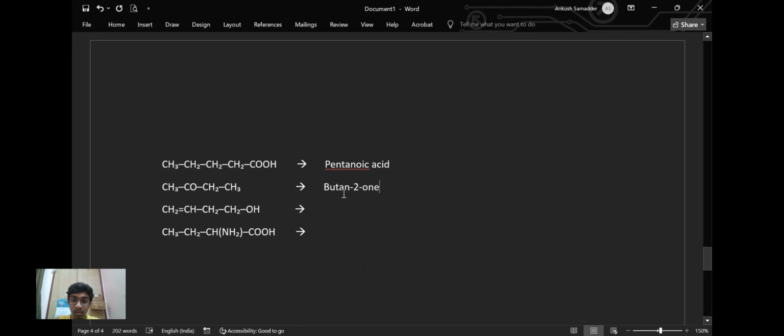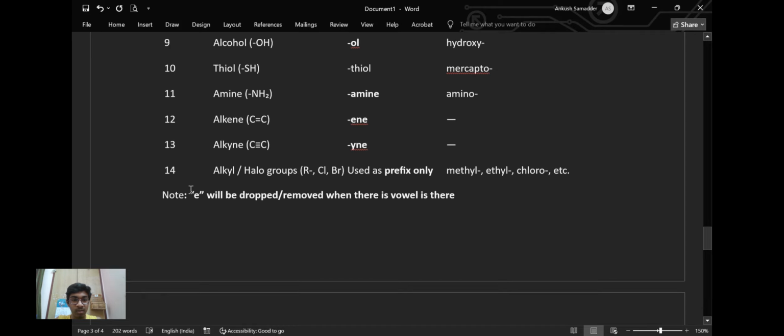And you might be asking why E is not there. I have already explained it before, but I'm explaining again. E is not there because O is a vowel. This O is a vowel, so that's why E will be dropped or removed. I've also written it here: E will be dropped or removed whenever there will be a vowel.